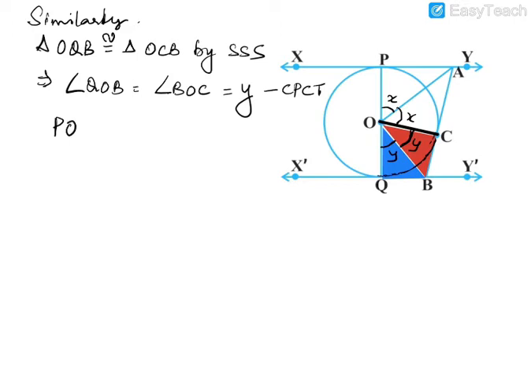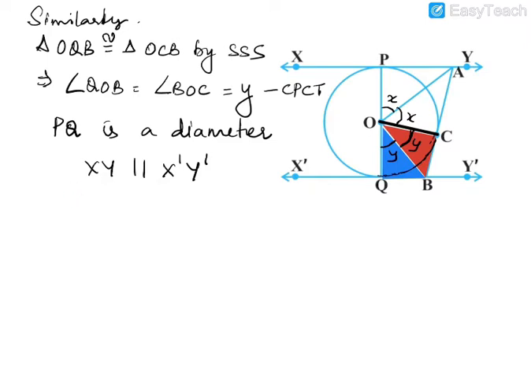Now PQ will be a diameter, because we are given that XY is parallel to X'Y'. We can draw two tangents parallel to a circle only at the ends of the diameter. Since P and Q are the points of contact of these parallel tangents, PQ is diameter.